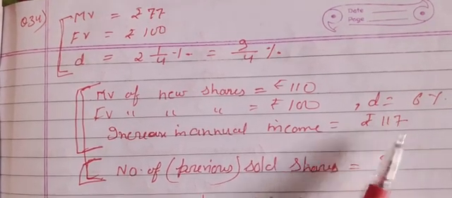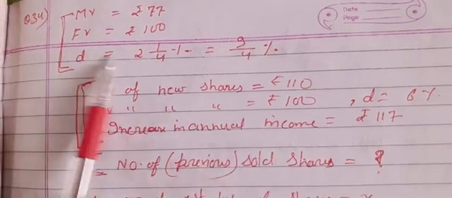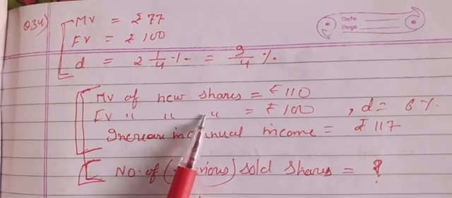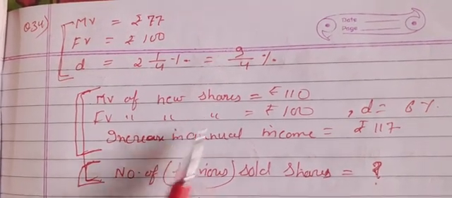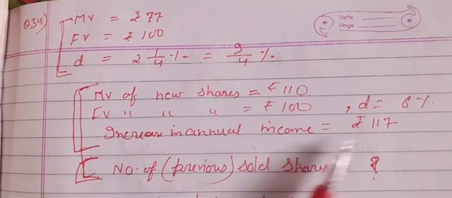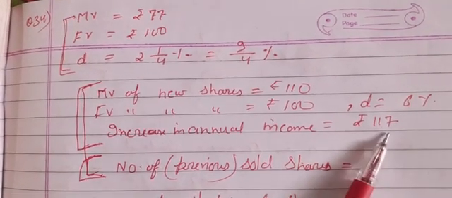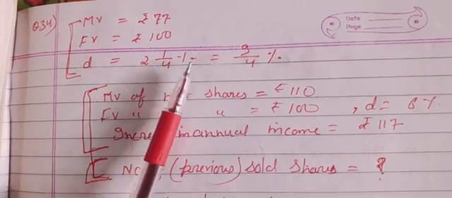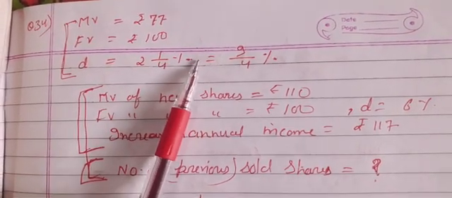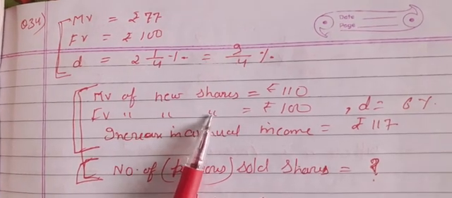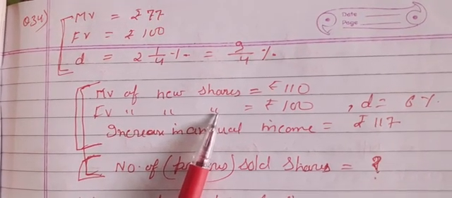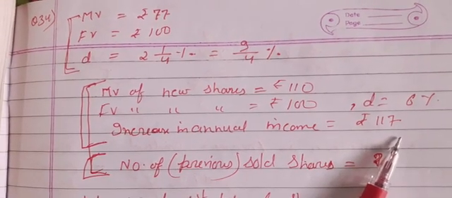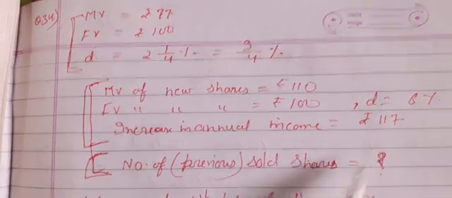Now in the question it is mentioned that there is an increase in annual income, from the previous shares to the new shares, and that is rupees 117. So what we have to do is find the dividend gained by the first share as well as the dividend gained by the second type of shares. Then we will subtract both, which will be equal to rupees 117. Then we will reach our answer. So let's see how I have started.